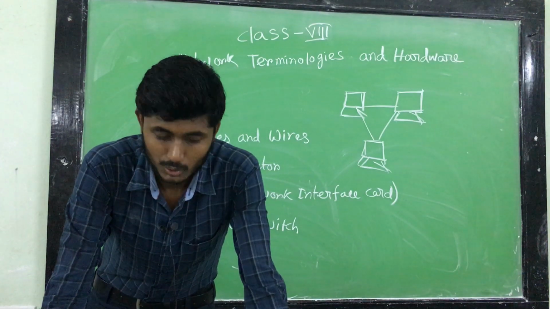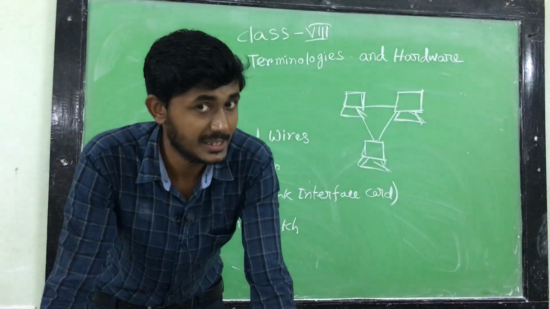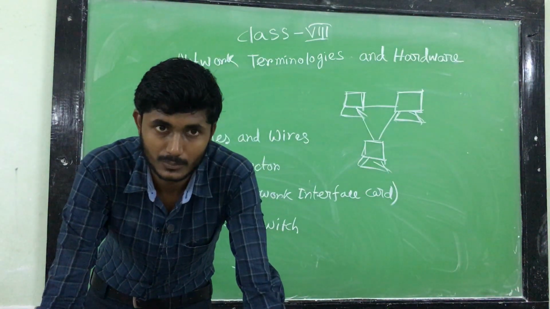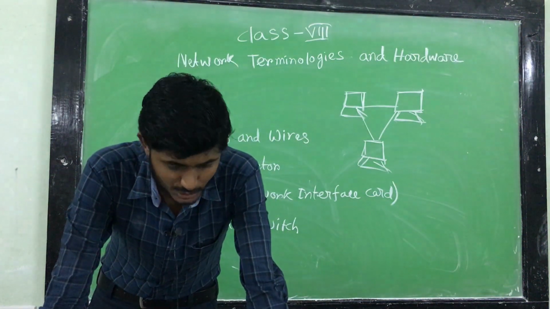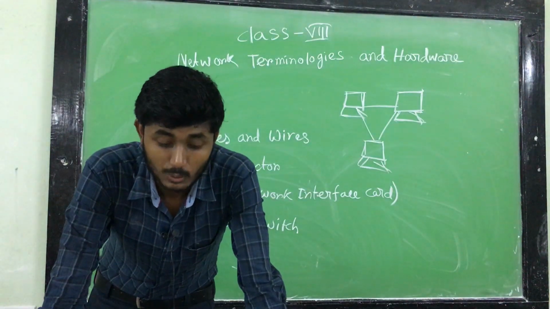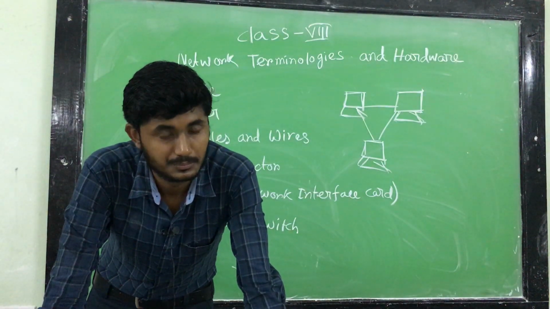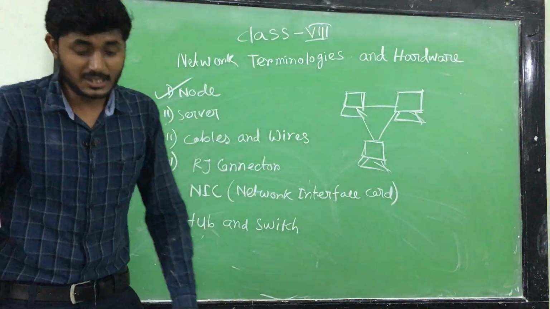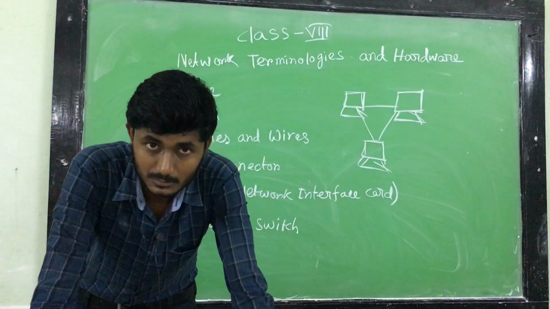Clear? So what is node? The computers that are connected with a network are called nodes. So we can also say that each computer on the network is called node. Clear? So the first one is node, and the second one is server.